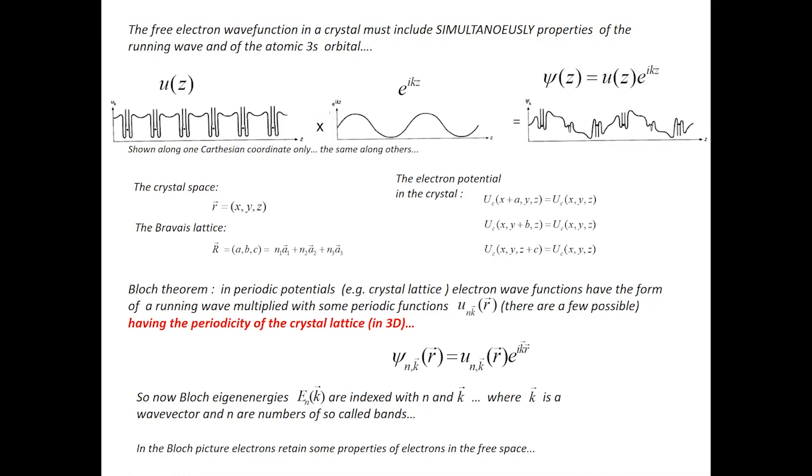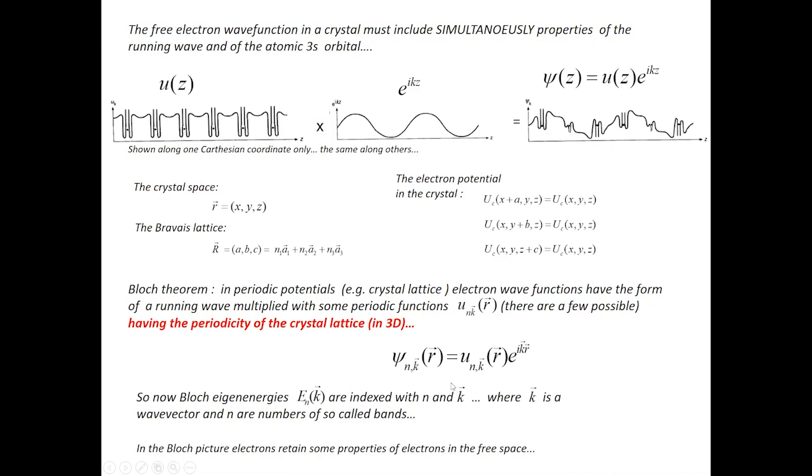This is the Bloch theorem, which tells us that if you have a crystal, with R the crystal space, and a Bravais lattice spanned by the vectors A1, A2, A3, these are the lattice vectors, and the electron potential is periodic, as written here, periodicity in 3 dimensions, then the wave function of the delocalized electron is a product of some functions which have the periodicity of the crystal and running waves.